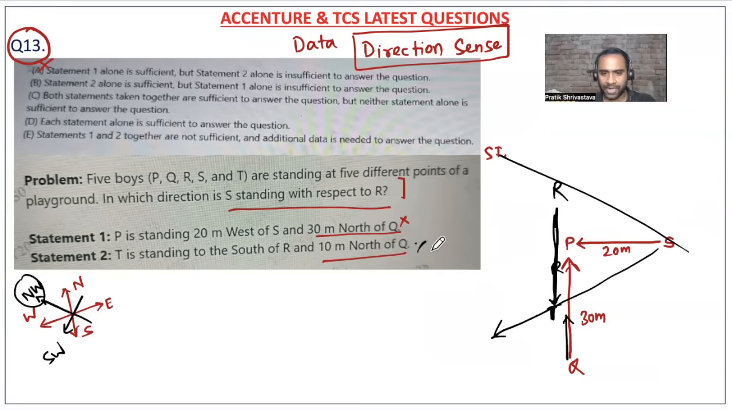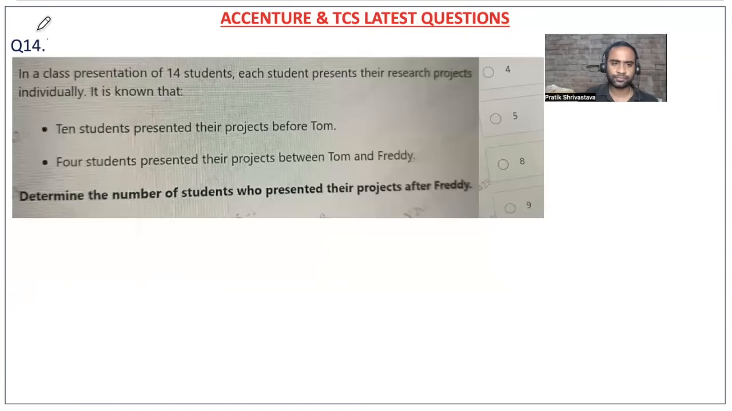So statement, even after combining both, basically I combined in this diagram because statement 2 is not talking about S. Statement 1 is not talking about R and statement 2 is not talking about S. So statement 1 and 2 is anyway not sufficient. Now when I combined also, we are not able to say. So here we can say option E, statement 1 and 2 together are not sufficient and additional data is needed to answer the question. Fine.